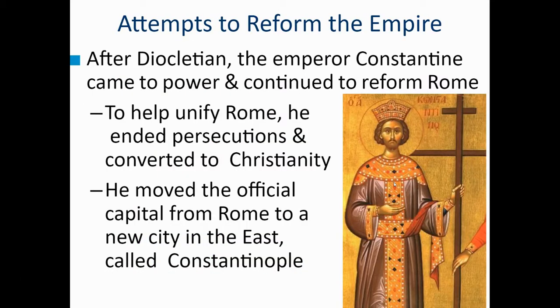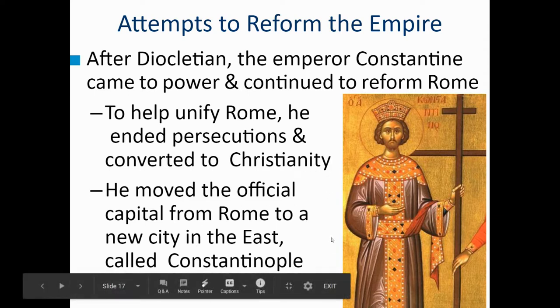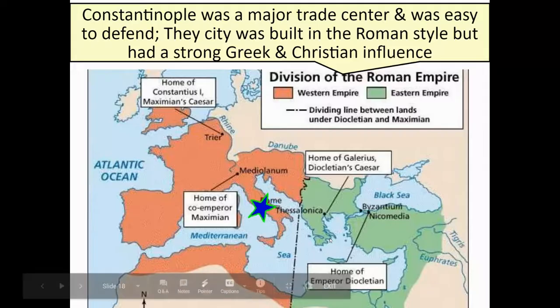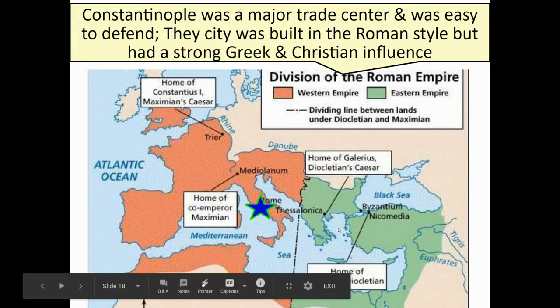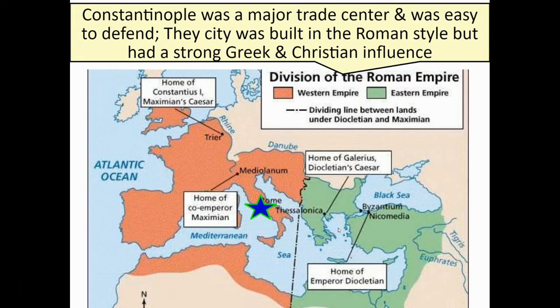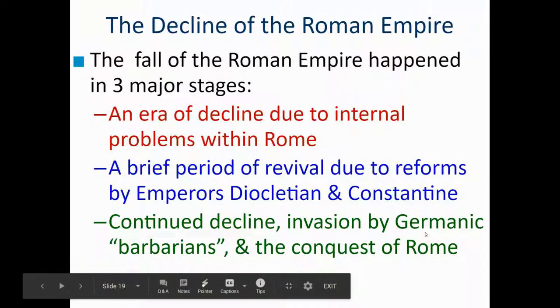Okay, so Diocletian, he is going to change Christianity. So he's not going to persecute them anymore. He's going to move the capital from Rome to Constantinople, or what was eventually called Constantinople. Constantinople was a really big trade center. It still is. It was easy to defend, but it's also going to cause other issues.